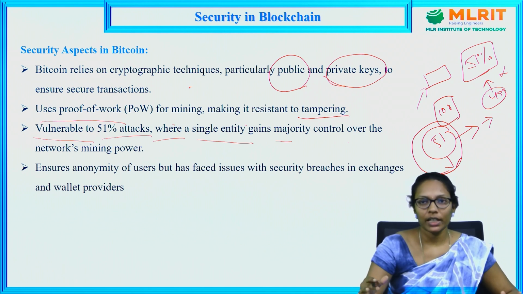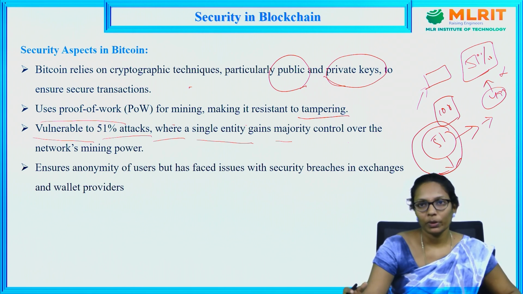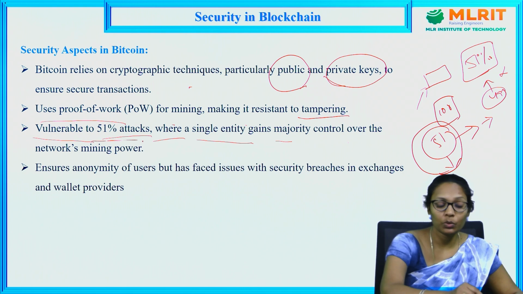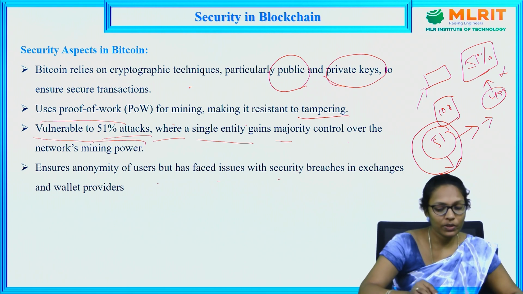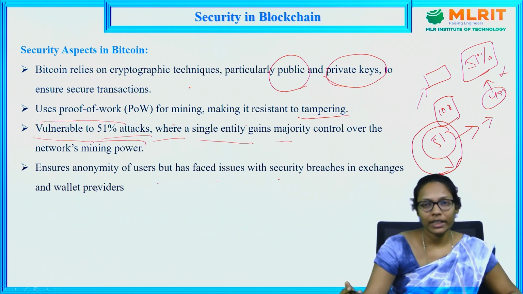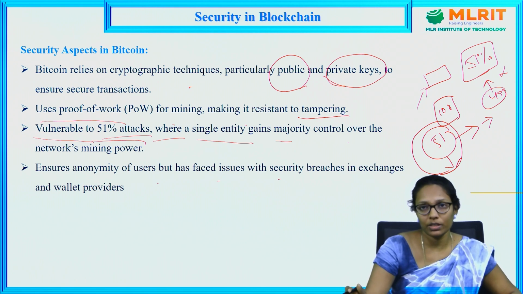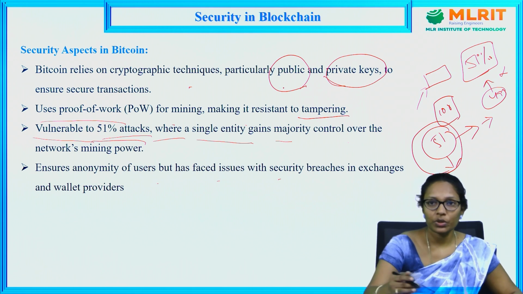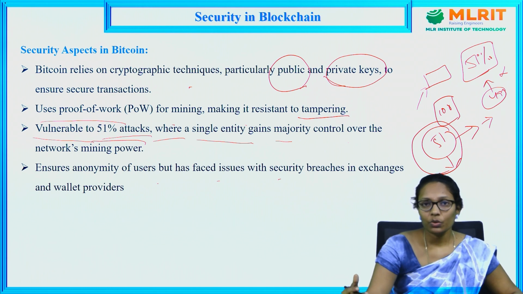If a majority of the nodes are handled by a single authority, which may not be a trusted one, it may lead to a 51% attack. Bitcoin ensures anonymity of users but has faced issues with security breaches in exchanges and wallet providers. The users are anonymous here, as we don't know the person behind a public or private key. These keys are very lengthy, using 256-bit or 128-bit addresses, so we can't even identify the person's name.